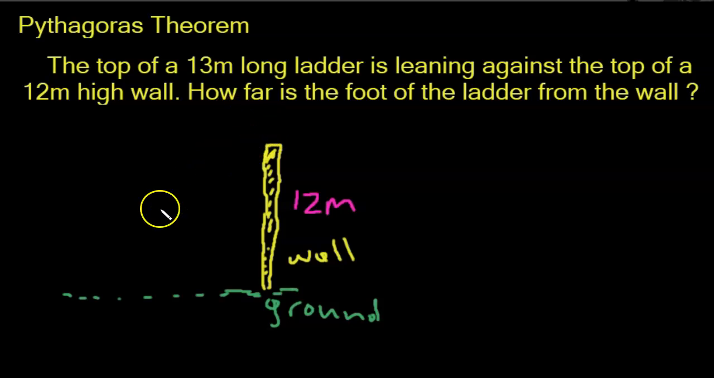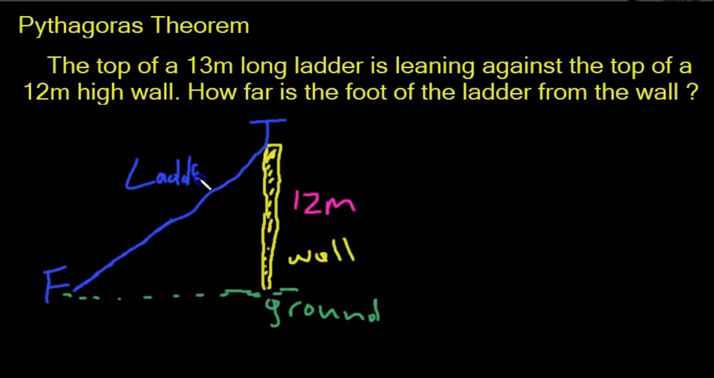The top of the ladder is leaning against the top of the wall, alright? So here's the ladder, and this is meant to be a straight line. So the top of the ladder is leaning against the top of the wall. So the top of the ladder and the top of the wall coincide right here. And this is the foot of the ladder.